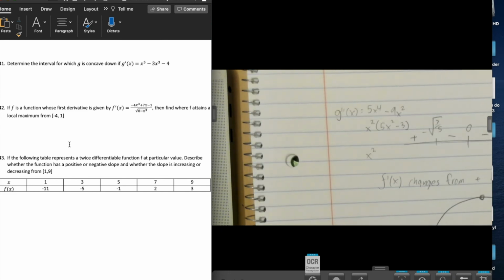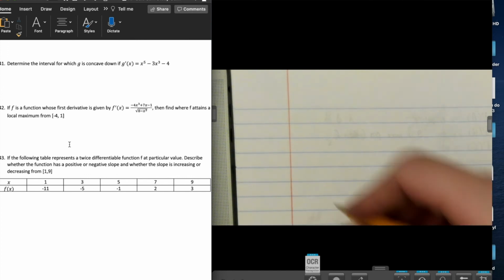And now we're down to the last problem. So we have a twice differentiable function, and it says describe whether the function has a positive or negative slope, and whether the slope is increasing or decreasing from 1 to 9. Now, this question, the way I phrased it, and we've talked about counterexample graphs, you'll see when you get your multiple choice answers what's going on here. But let's just graph this.